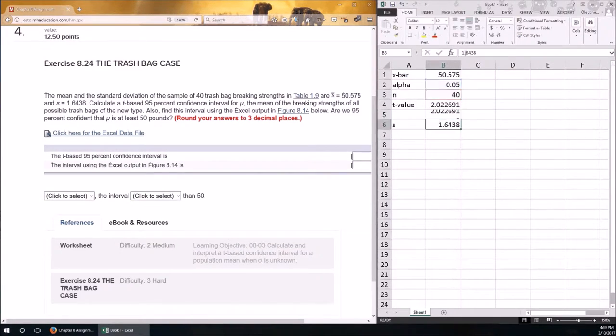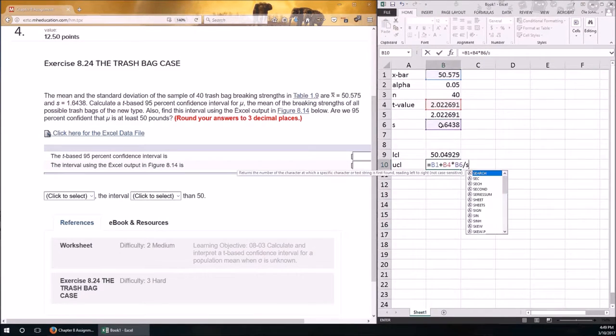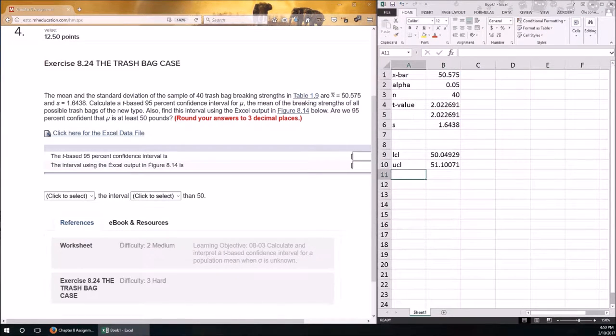So the lower confidence limit is going to be equal to x bar minus that t value times s divided by the square root of n. So there's the lower limit. The upper confidence limit is going to equal x bar plus that t value times s divided by the square root of n. So we are 95% confident that mu is between 50.04929 and 51.10071. So here's the confidence interval.